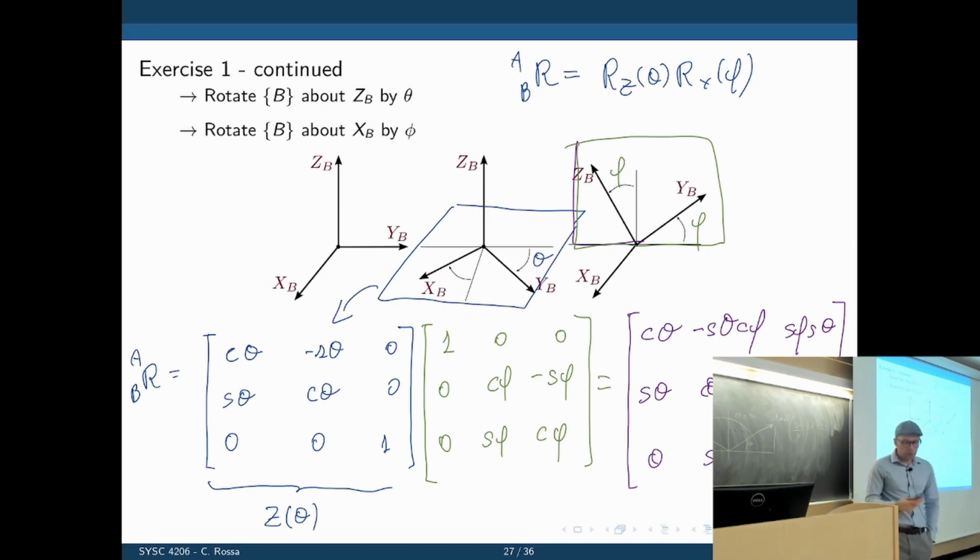So you can come up with your own convention for Euler angles and you can name it the way you want, so long as you have a final transformation matrix. Okay? Yeah? All right. Any questions here? Let's do exercise 2 then. It's a bit more interesting.